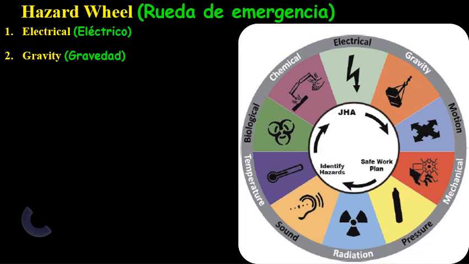Gravitational energy refers to the potential energy stored in elevated objects, tools, or even people. If heavy objects are not properly secured or supported, gravitational energy can lead to falls or collapses.